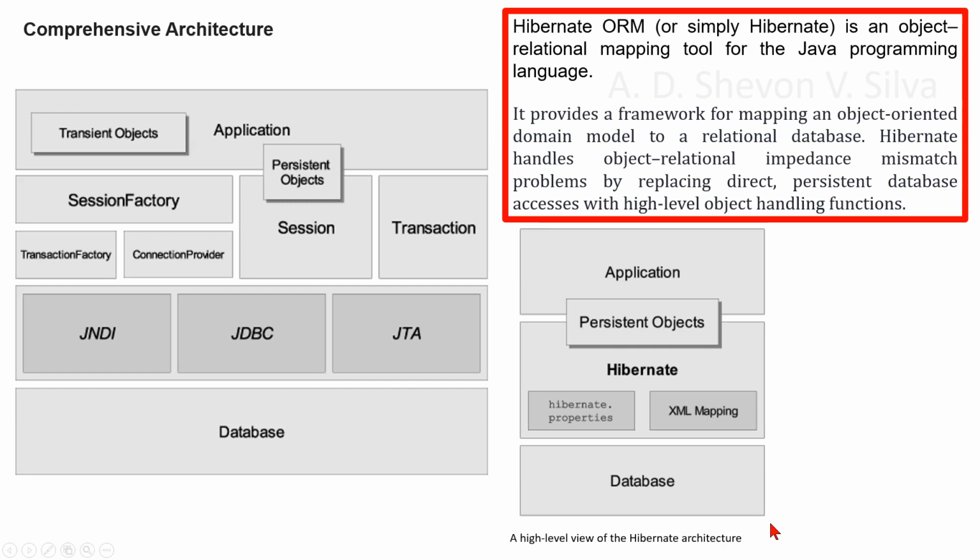Here you can see a high-level view of the Hibernate architecture. Here you can see application, persistent objects. You can see Hibernate. Hibernate.properties and XML mappings are in Hibernate and database.